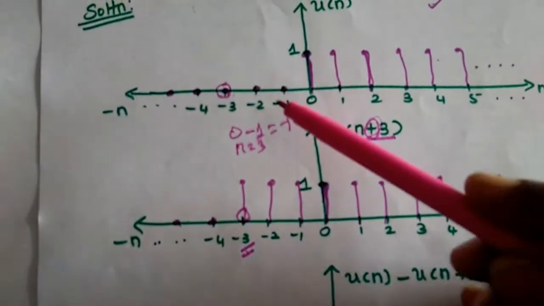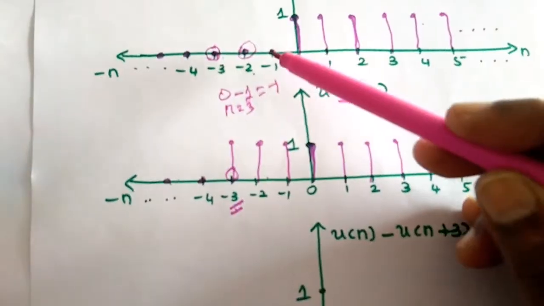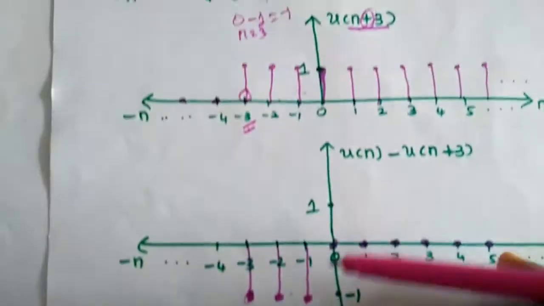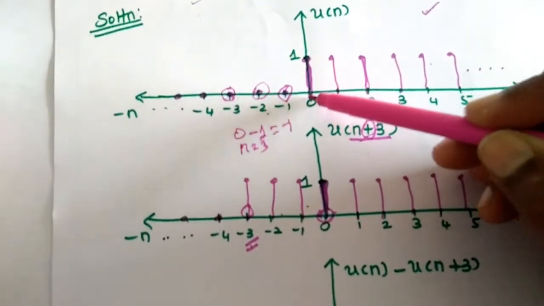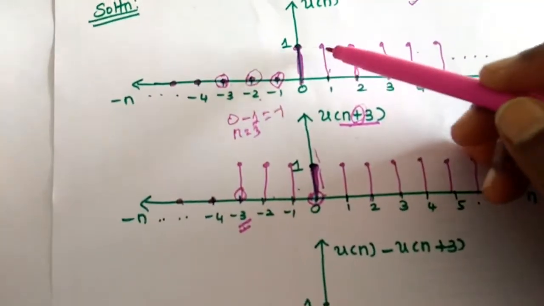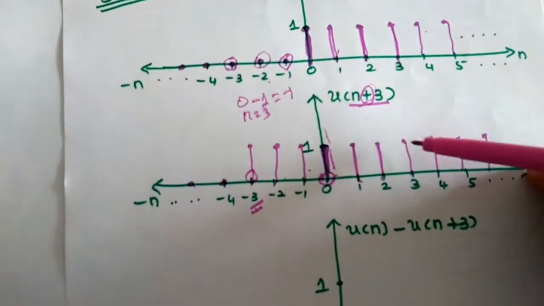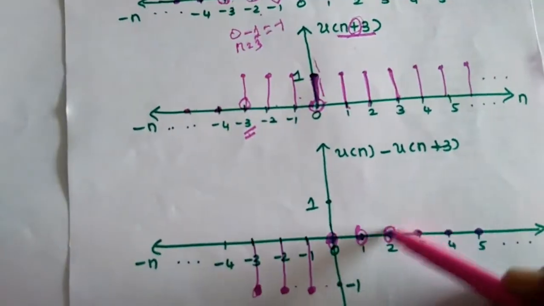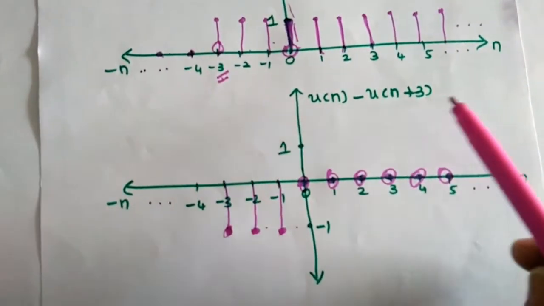Likewise, at n equal to minus 2, the value is 0 minus 1, which is minus 1. At n equal to 0, it is 1 and here is also 1, so 1 minus 1, its value is 0. Likewise, for all the following values, 1 minus 1 becomes 0. So this is u of n minus u of n plus 3.